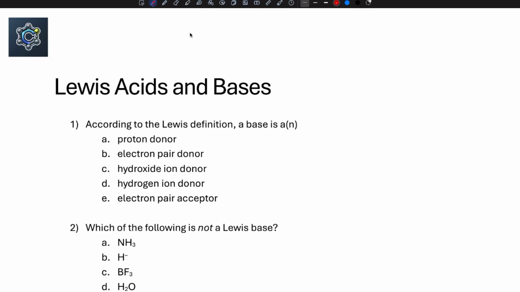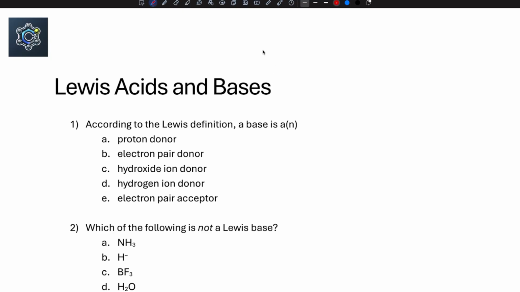In this video, we're going to be going through the Lewis acids and bases worksheet. If you haven't had a chance to look at this worksheet or the answer key, it's available in the description below. And if you haven't watched the topic video for this yet, that is also available in the description below. I really suggest you review and understand the concepts if you haven't watched that yet.